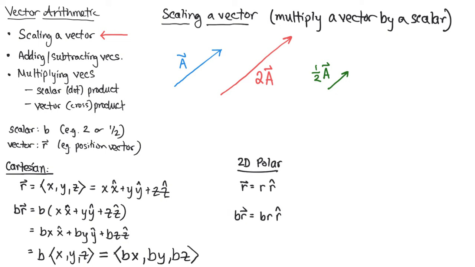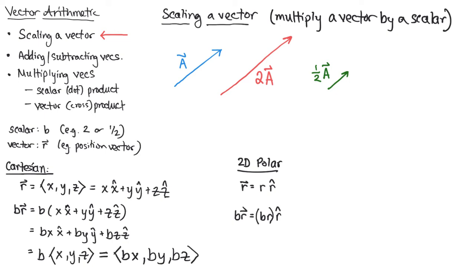And if you recall, we have a position vector in polar coordinates as a distance from the origin times a direction unit vector. And if we scale that position vector by a scalar b, then that just scales the component. There's only one component in this case, the radial component. And the scaled version of r is just lowercase b times lowercase r, but in the same direction.